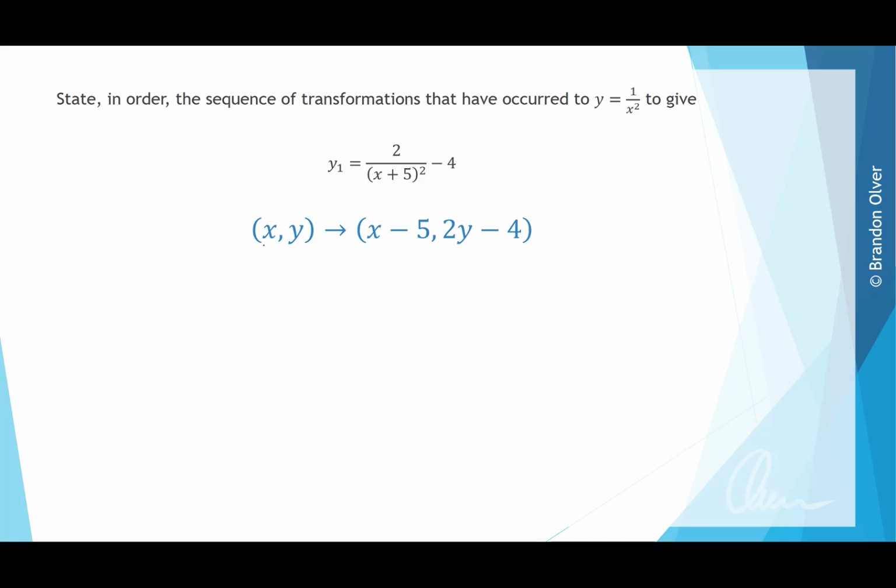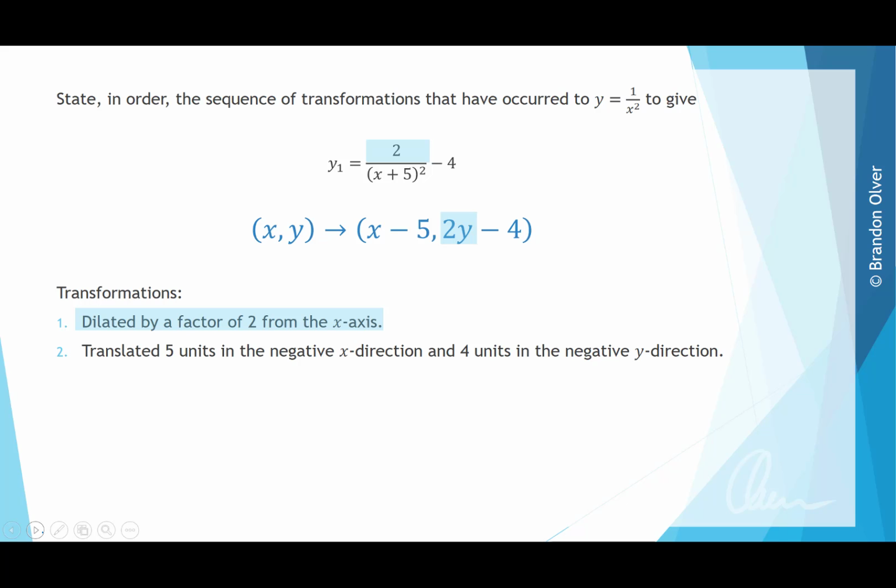On the previous slide we found this mapping notation, and now we're going to interpret that as transformations that have occurred. The first thing that's occurred is a dilation by a factor of 2 from the x-axis. The 2 here, that is multiplying the y, is responsible for that in the mapping notation. And in the equation that was given to us, the 2 on the top line was responsible for that dilation.